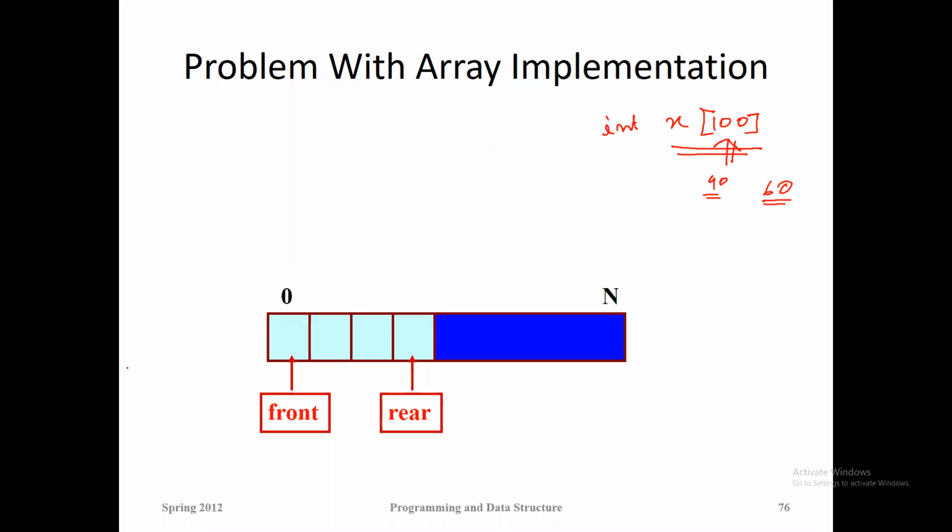So for this case, let us assume that your array size is 100 and you are implementing a queue. So you see there are 1, 2, 3, 4 elements. The remaining space is wastage. That means there is no more element in this part, but still this part is reserved. This is a drawback of array implementation.